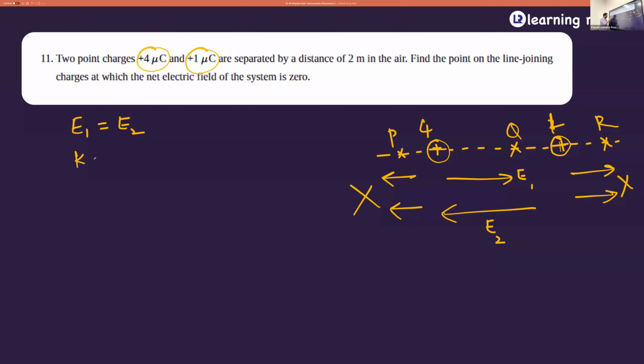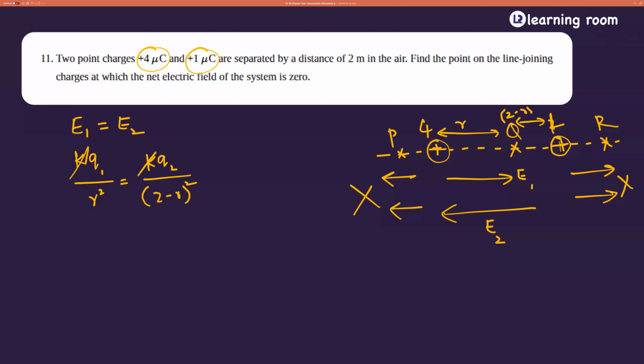So it will be KQ1 divided by R square, where I take this distance as R. Then how much is this other distance going to be? 2 minus R. So KQ1 divided by R square is equal to KQ2 divided by 2 minus R the whole square. K and K will get cancelled. What is the value of Q1? 4. Both sides are in microcoulomb, that is why I'm not writing 10 power minus 6. They get cancelled out. So 4 divided by R square is equal to 1 divided by 2 minus R the whole square. So this gives 4 into 2 minus R the whole square is equal to R square.